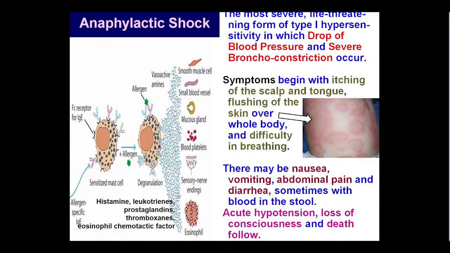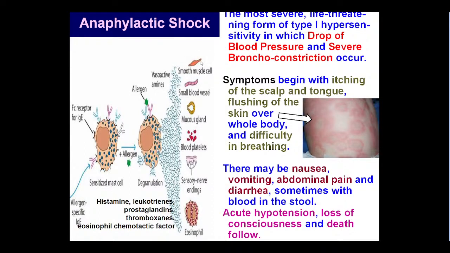Now here you see what happens in the process of the immediate phase. You see mast cell degranulating the content of the vesicles. Degranulation releases the content of the vesicles. First of all, histamine, leukotrienes, prostaglandins, thromboxanes. Histamine is released immediately, the others with a delayed time. And what is happening as a result?